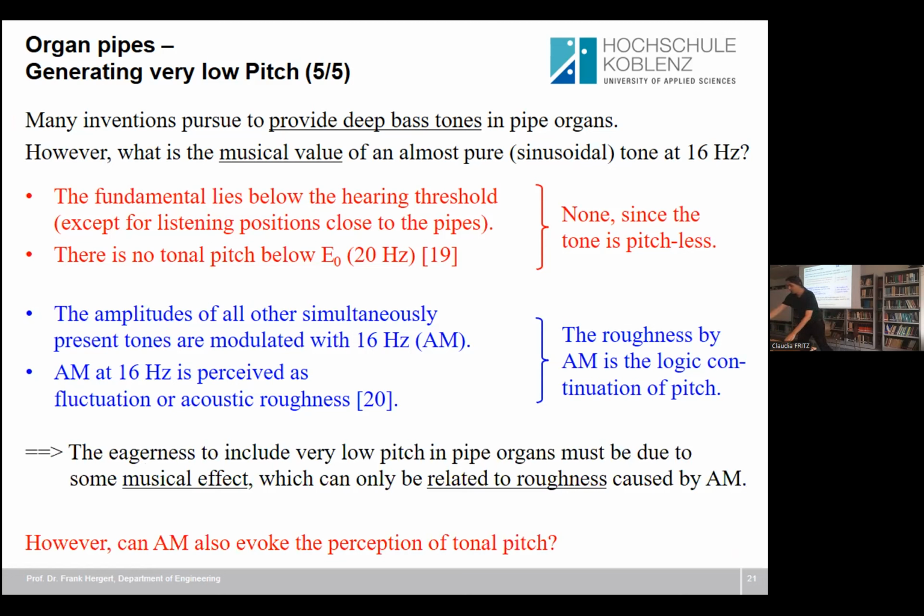And all this effort to include these special pipes and these large pipes into organs must have some musical effect, I believe, and it can only relate to roughness. And now the question is, does roughness have anything to do with tonal pitch or not? Is it just noise, or has it a relation to tonal pitch? And for this question, I want to show you an example. This is the last part of my talk, where we go even lower in pitch.